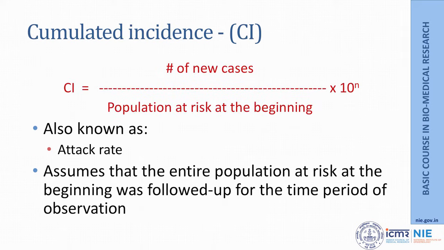Let us look at the different component aspects of the incidence. Let us take the cumulative incidence first. The cumulative incidence, CI, is the number of new cases divided by the population at risk at the beginning, multiplied by a factor of 10. This is known as the attack rate, and it assumes that the entire population at risk at the beginning was followed up for the time period of observation.